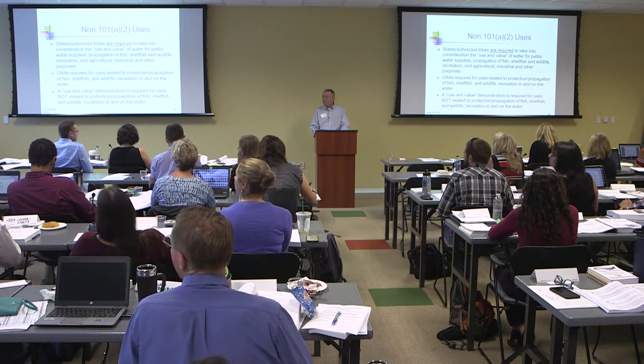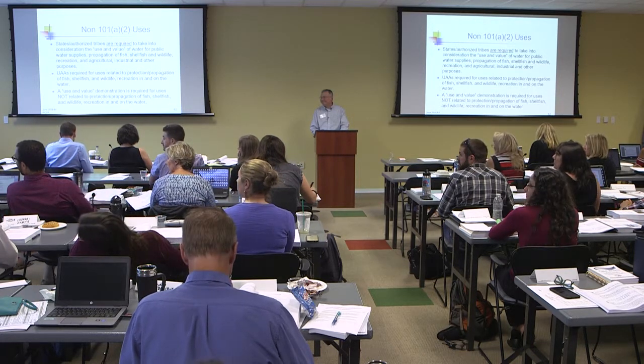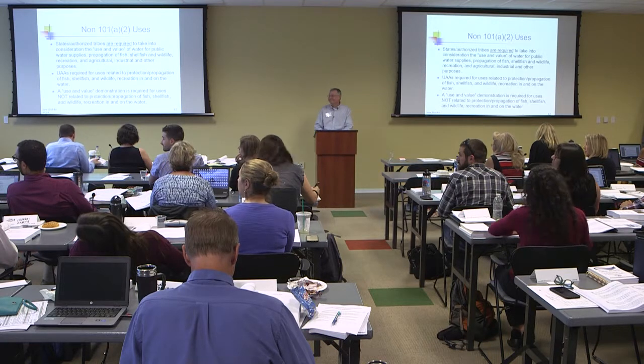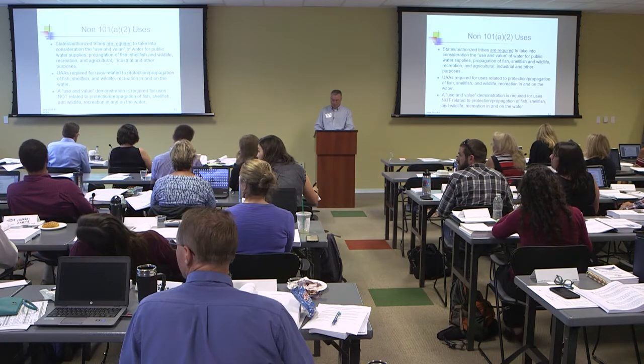I mean, I think technically speaking, if I was channeling my lawyer, she would say that taking into consideration the use and value is actually for all of those uses. It's just that when Congress added the bar that wherever attainable, the protection, propagation, and so on, has to be attained, they put that step ahead, and that essentially satisfies the taking into consideration. So what's left basically is that any use that's not a 101A2 use or subcategory is left with, you have to take into consideration the use and value. Does that make sense? Okay.